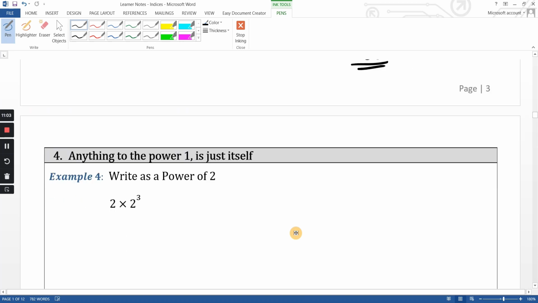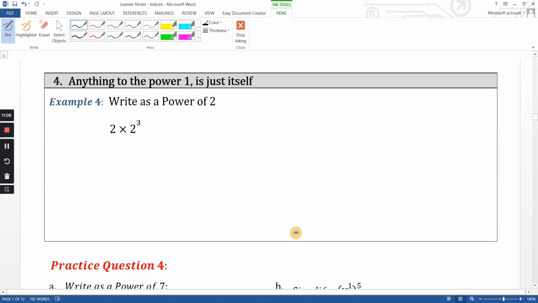Let's move on to rule number 4. Anything to the power 1 is just itself. So for example, write as a power of 2, just got 2 on its own times by 2 to the power 3. So if you have 2 on its own here, or any whole number, you know it's going to be to the power 1. So there's going to be a little 1 there.